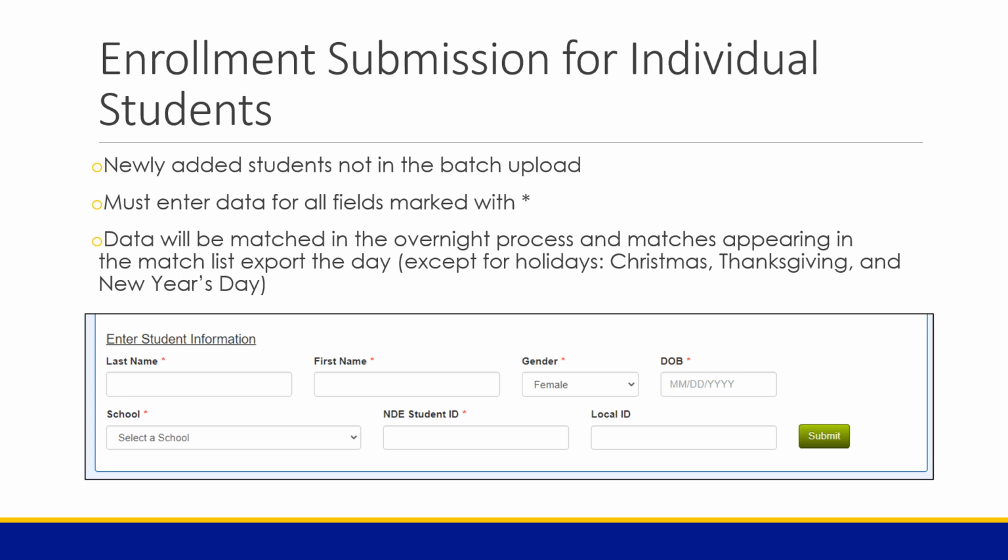On the same enrollment screen that you use to upload a file with a batch information of students, you can also utilize this Enter Student Information section where you must provide information for all of the fields with a red asterisk. Just like data is matched in the overnight process when you do a batch upload using the provided template, the same process occurs for these individually added or enrolled students in the direct certification system. So you enter this information on a Monday. If that student is matched as eligible for meal benefits through the direct certification process, they'll appear in the match list the following day, which in this case would be Tuesday.